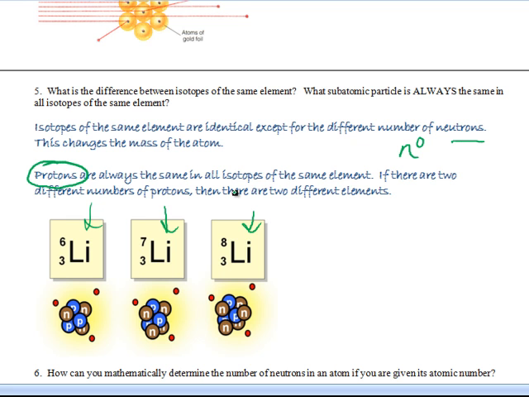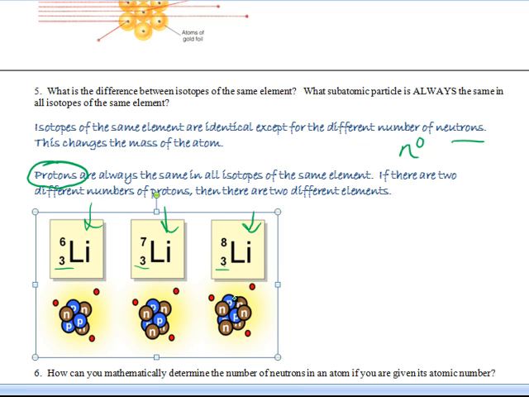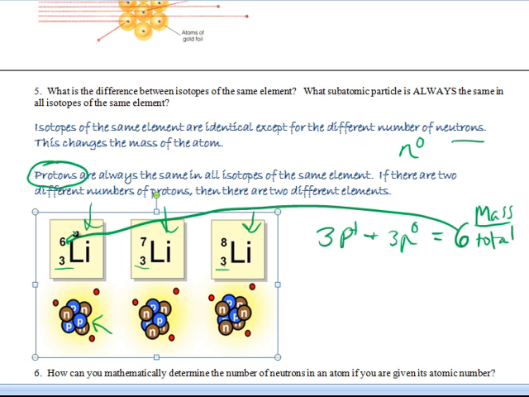Protons are always the same in all isotopes of the same element. So lithium, in this case, always has 3 protons. If you look at the picture, the blues are the protons: 1, 2, 3, 1, 2, 3, 1, 2, 3. What does change is the number of neutrons. This one's got 3 protons plus 3 neutrons for the first one, equals 6 total. So that's going to be your mass number for that particular element, and we see the mass number written right there.